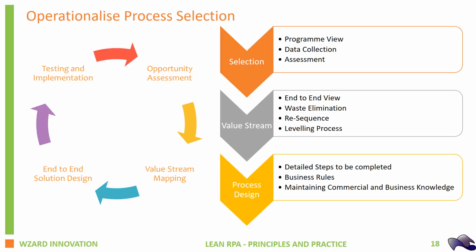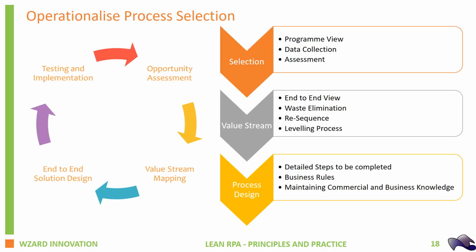The value stream mapping provides you with the end-to-end view of the process, elimination of waste, resequencing of processes optimized for robotic automation, and if necessary, the leveling of those processes to make them more stable over time. And then the process design, the detailed view that we've seen that actually allows you to maintain the level of business knowledge needed even if you lose staff in the long term. And this provides the detailed steps that you can then begin to carry over into your automation program.